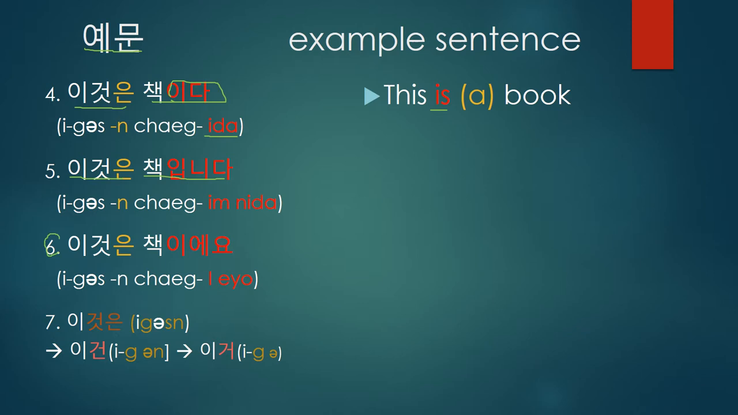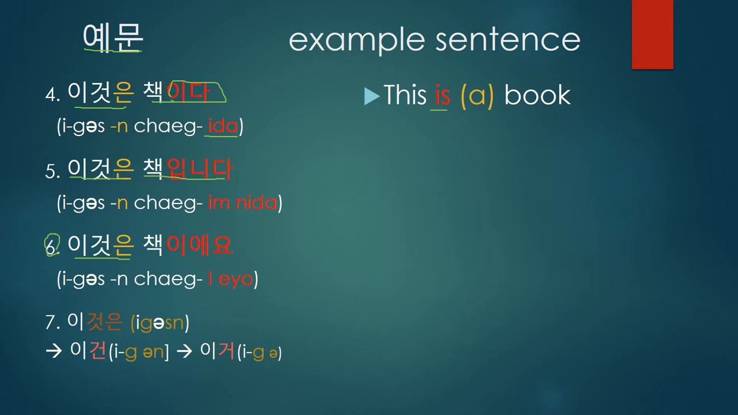Number six, 이것은 책이에요. 이에요. This expression can be used between friends and family. It's a very familiar and close phrase. Number seven, 이것은 can be abbreviated to 이건, and again to 이거. So 이것은 is a formal expression, 이건 is a casual expression, and 이거 is informal, between friends.